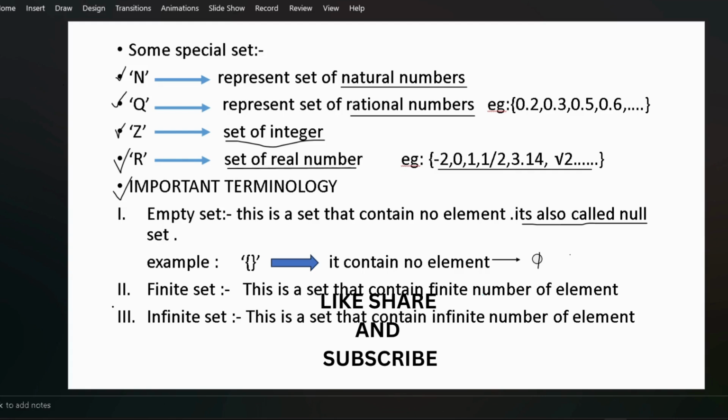Okay. Next terminology is the finite set. This is a set that contains a finite number of elements, means 1, 2, 3, 4, 5, complete. Clear? 1, 2, 3, 4, 5 complete. So this is a finite set. Clear? Next, infinite set.